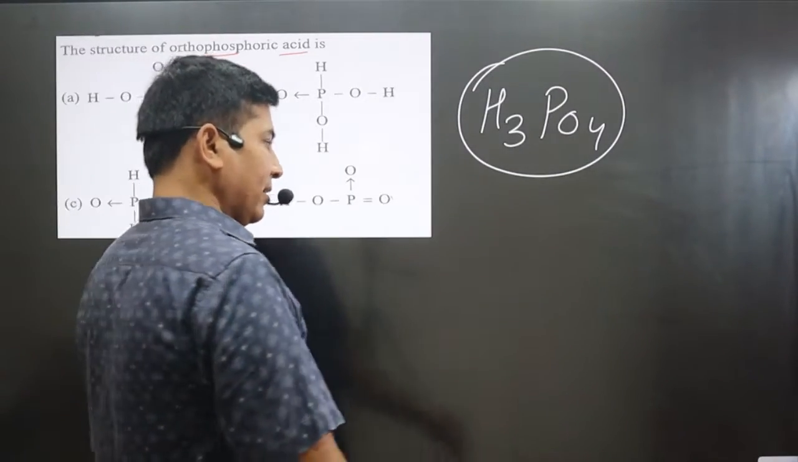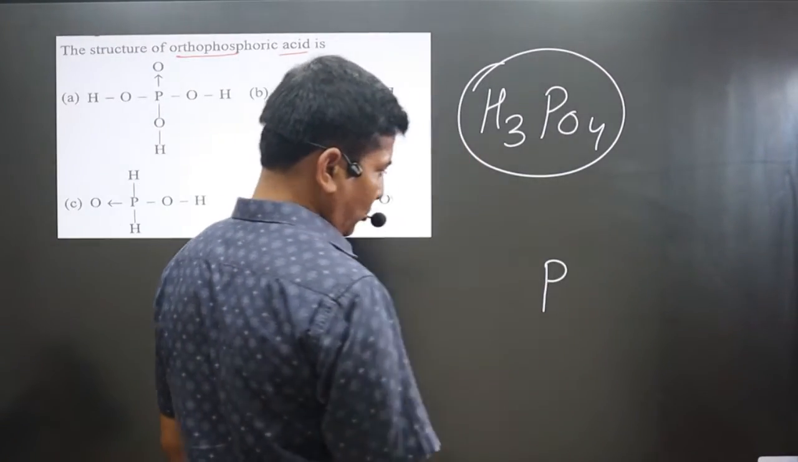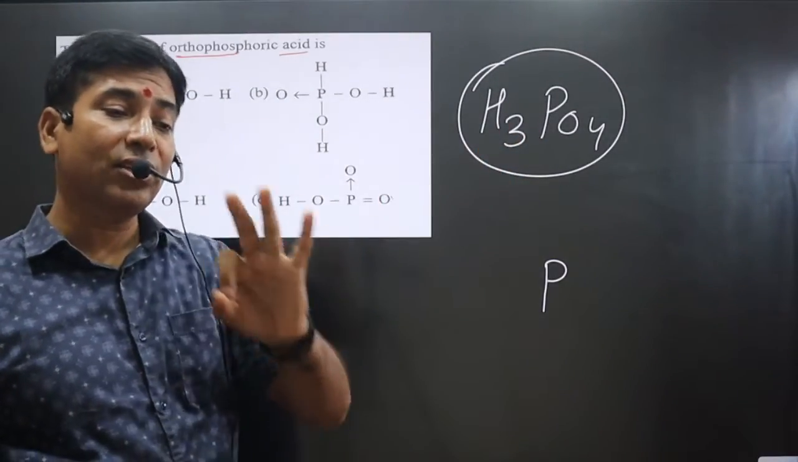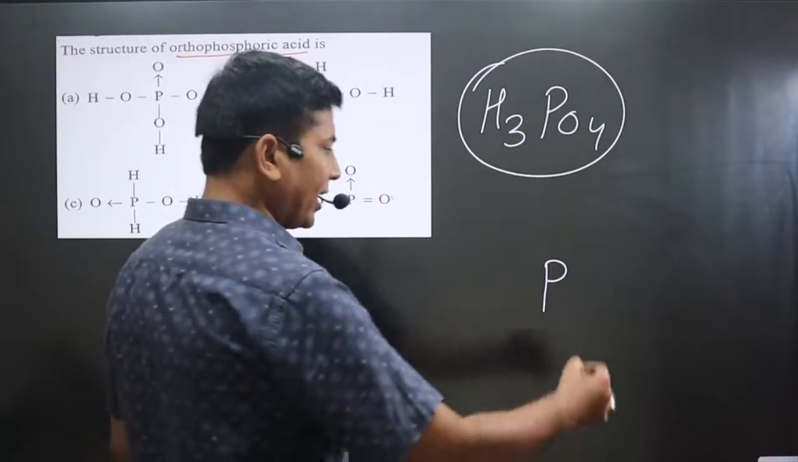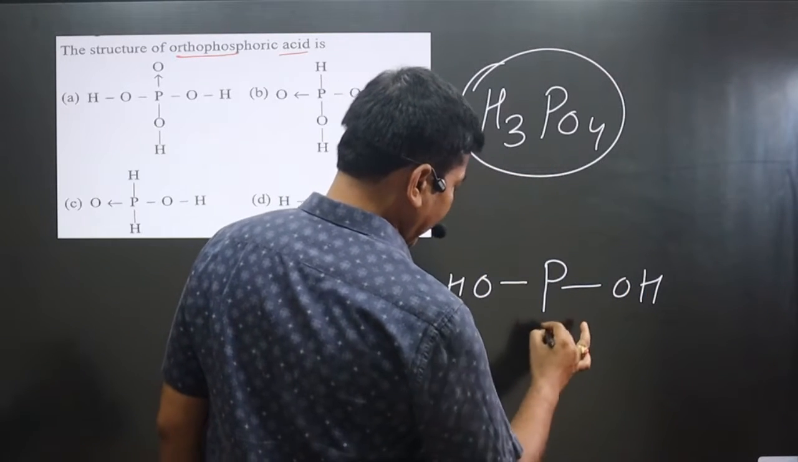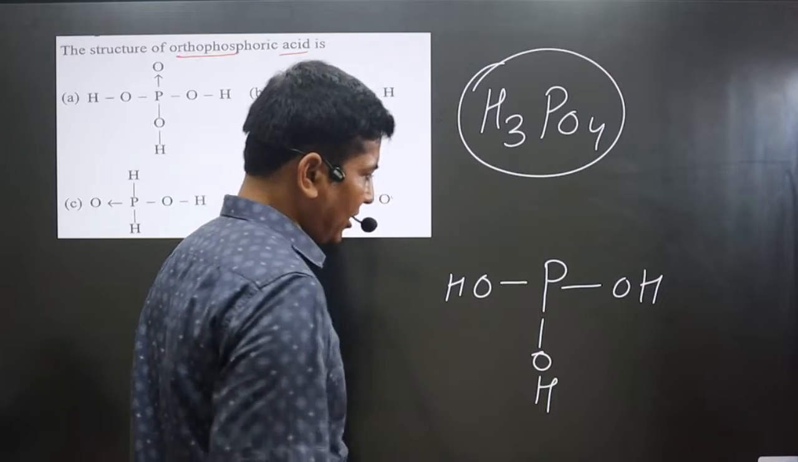Take the central element phosphorus and make OH pairs. How many OH pairs are there? 3 OH pairs are there. So attach these OH pairs to the central element.